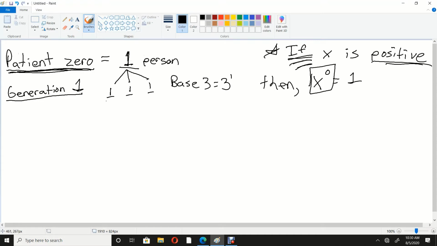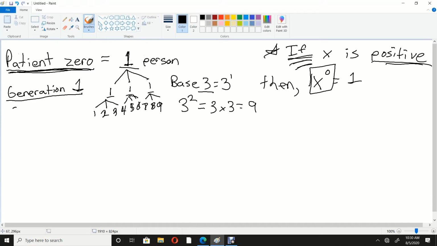So from here, we keep going down, and each one of these people is going to infect 3 people. Our base is 3, so each time 3 people are going to get infected. And now this group is in a group of base 3. The base is still 3, but now we're at 3 to the second power, or 1, 2, 3, 4, 5, 6, 7, 8, 9, right? 3 to the second power equals 3 times 3, which equals 9.